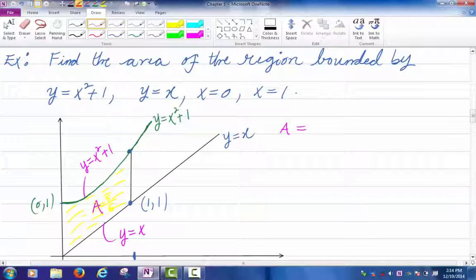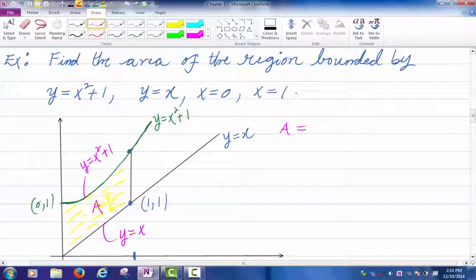So I didn't draw half of the parabola, right? The reason I didn't draw the left half of the parabola is because also I didn't draw the left half of the line y equals x, because the region is bounded on the left side by the y-axis. So it is bounded on the left side by the y-axis, bounded on the right side by x equals 1, bounded below by y equals x, bounded above by y equals x squared plus 1. What type of region is this?